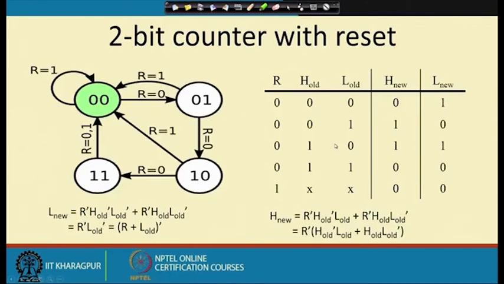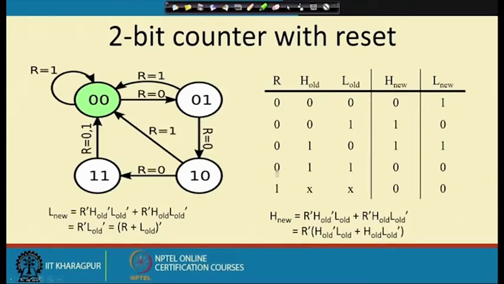Now, if that counter that we are talking about has got a reset input, then if reset equal to 0, it behaves in the normal fashion, but whenever this reset input is equal to 1, whatever be the state in which the counter is, it will come to this state 0 0. So, it will be outputting 0 0. That is captured here.